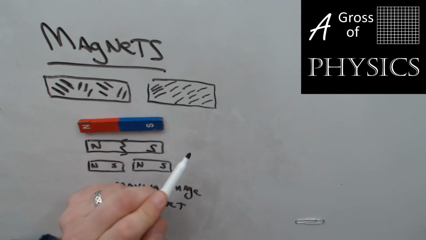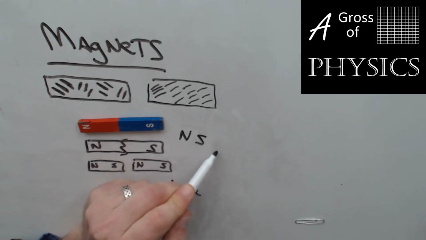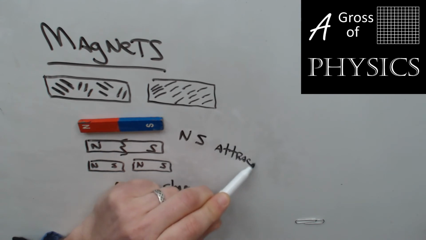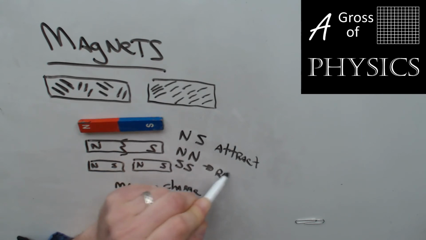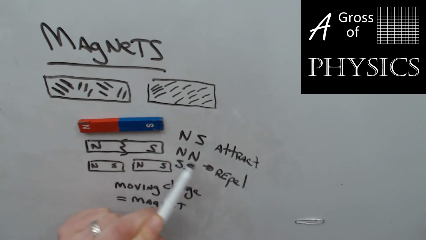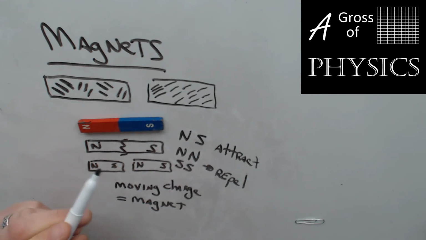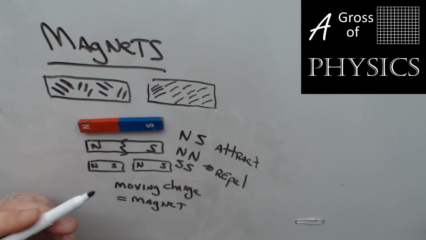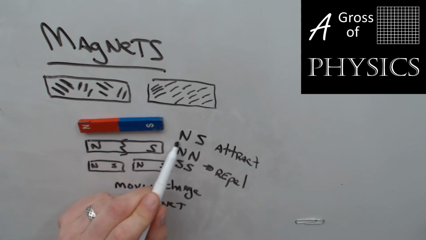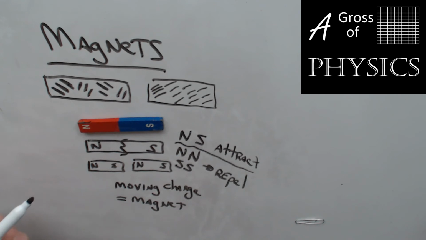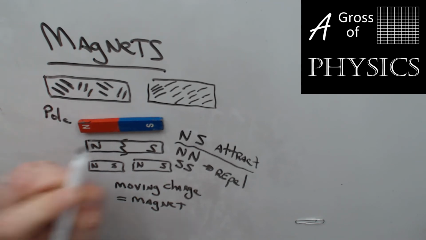Now, another thing to note is that north and south attract. North and north, south and south, they're going to repel. So like poles are going to repel, and unlike poles are going to attract. That's similar to electricity as well, where you have the proton and the electron attracting. Two protons or two electrons are going to repel one another. So because magnetism and electricity are interconnected or intertwined, you have very similar properties. But instead of calling the north and the south a charge, we call it a pole. So we have the north pole and we have the south pole.